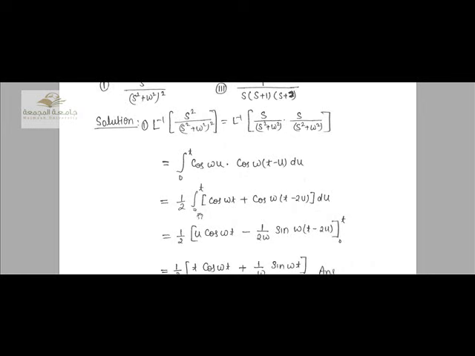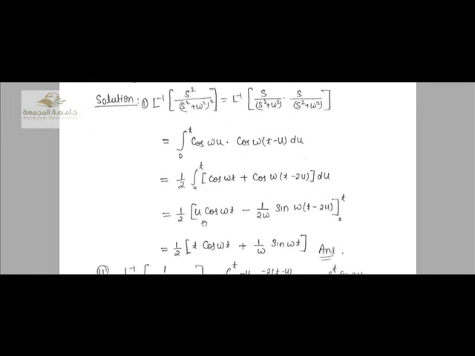This is equal to 1 by 2 integral 0 to t cosine omega t plus cosine omega t minus 2u du. This is equal to 1 by 2 u cosine omega t minus 1 by 2 omega sine omega t minus 2u over the limit 0 to t. Now putting the limit, we get 1 by 2 t cosine omega t plus 1 by omega sine omega t.